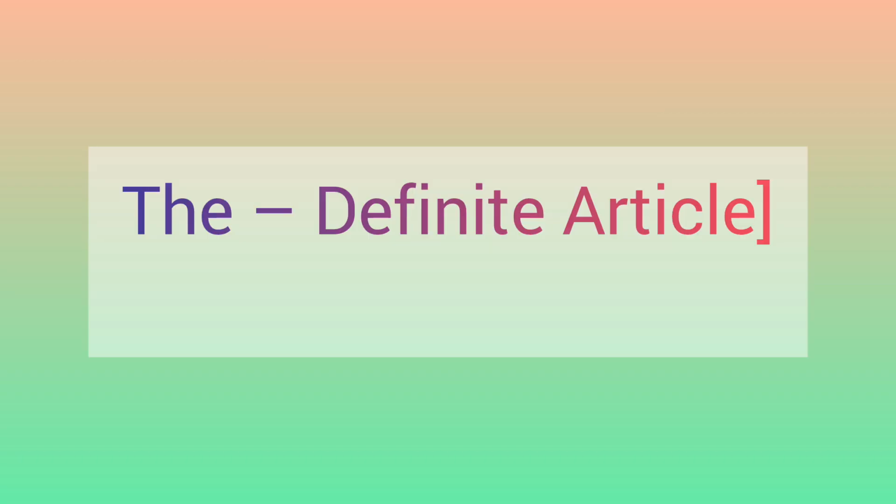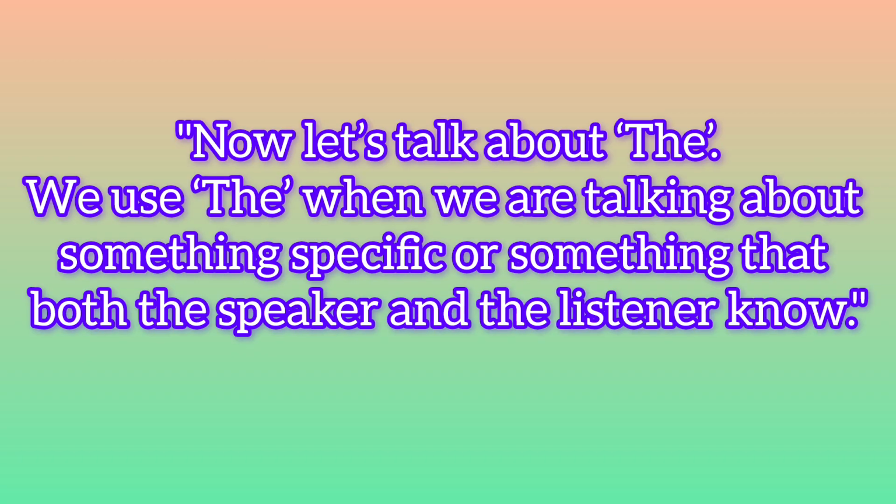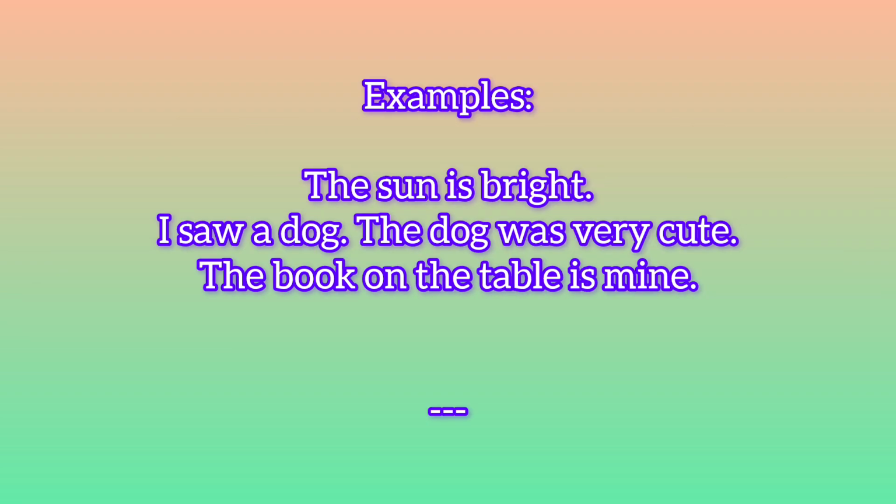The definite article. Now let's talk about the. We use the when we are talking about something specific or something that both the speaker and the listener know. Example: the sun is bright. I saw a dog. The dog was very cute. The book on the table is mine.